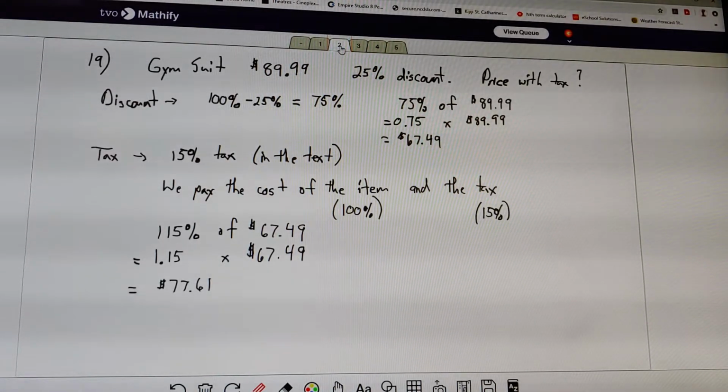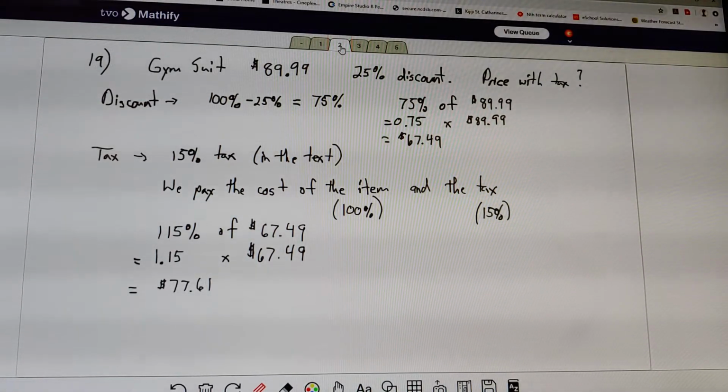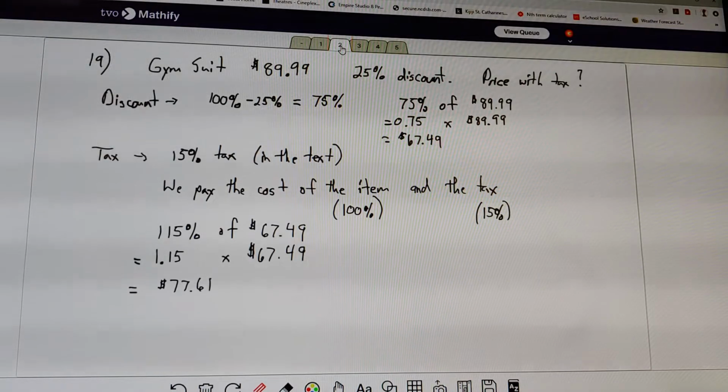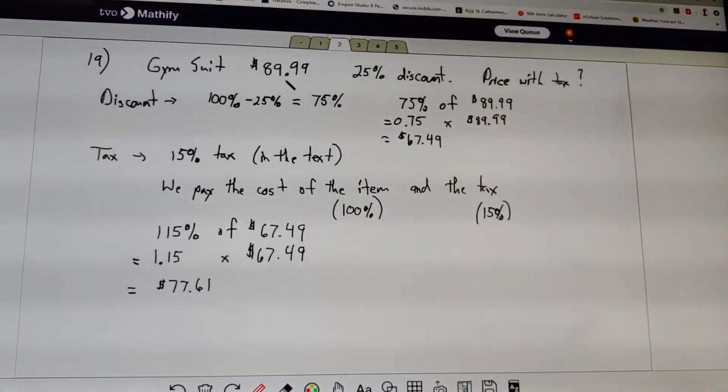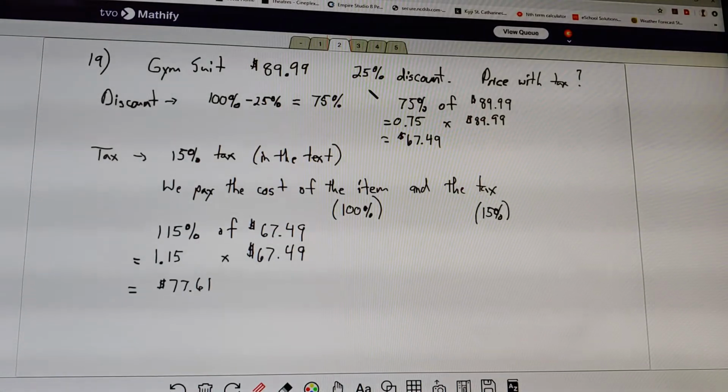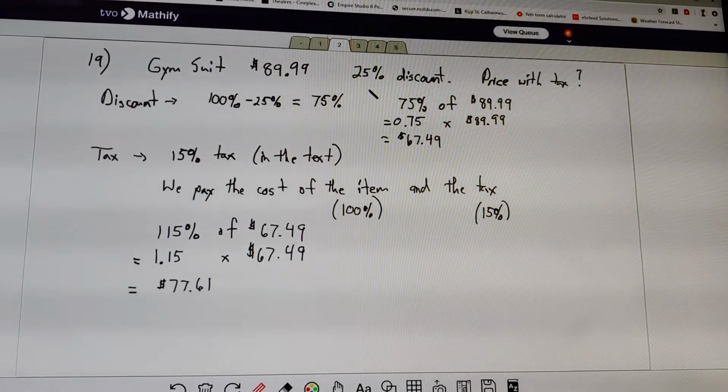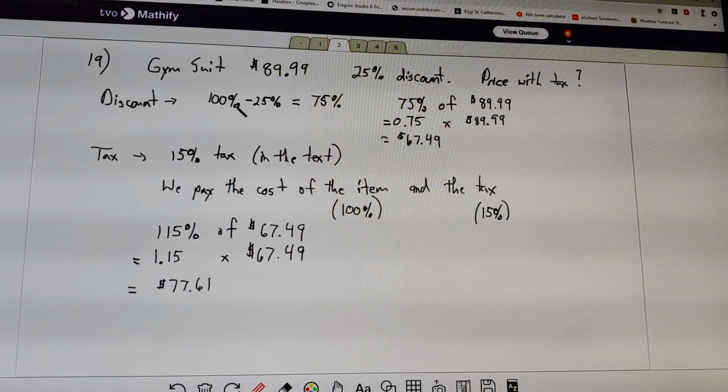Okay, 19. A gym suit sells for $89.99 at Aerobics for All for August. There's a 25% discount as a back to school special. Calculate the total price, including tax. So we wrote down our info. The gym suit selling for $89.99. It's on for a 25% discount, and they want the price with tax.